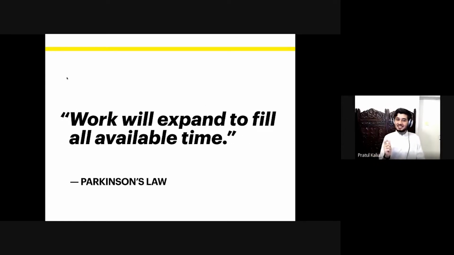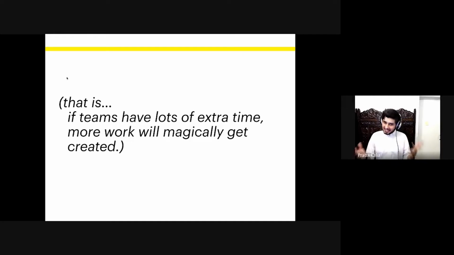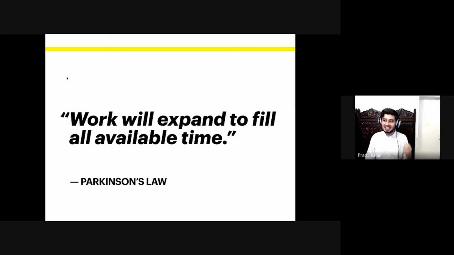The first one is called Parkinson's law, which is that work will expand to fill all available time, right? Which means that if teams have a lot of extra time, more work will magically get created. And I'm sure if you think about this, you probably felt this in your work at some point, which is that if you have something that you know you can finish in 5 days and management gives you 10 days to do it, you won't finish it in 5 days and then sit empty for the rest. You are actually going to end up doing something for day 6, day 7, day 8, and you realize after day 10 that you've actually done enough work that it filled all 10 days. And this is what Parkinson's law talks about, which is that teams automatically adjust to the amount of time that they have.